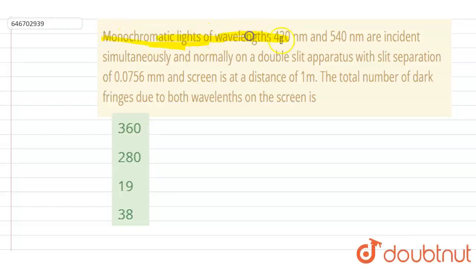Hello everyone. Monochromatic lights of wavelength 420 and 540 nanometer are incident simultaneously normally on a double slit apparatus with slit separation of 0.0756 mm. The screen is placed at a distance of 1 meter. Find the total number of dark fringes due to both wavelengths on the screen.